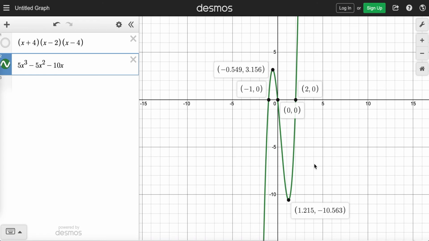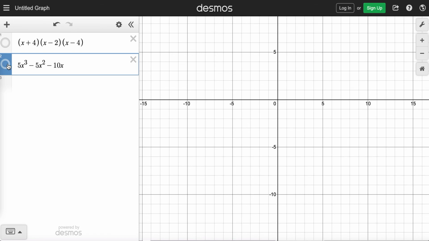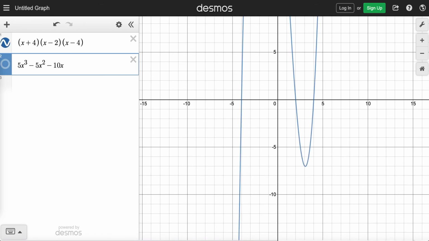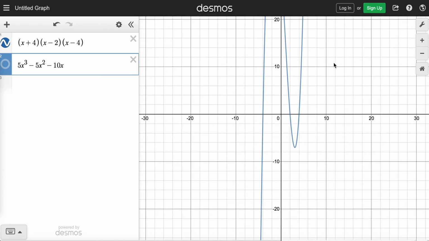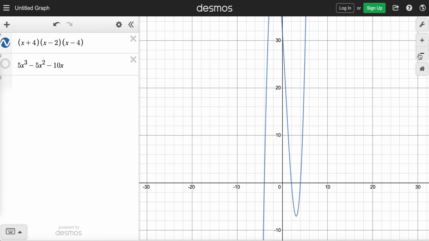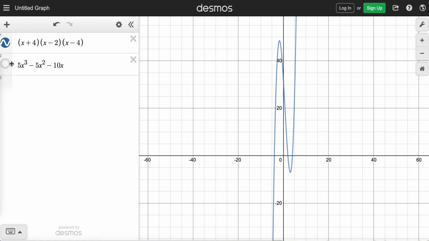So there's quite a few things that you can determine just from plugging an equation into Desmos. And as you can see, you can hide an equation so you don't have to get rid of it right away. And you can even put equations in using factored form. You can put a factored equation in instead of a polynomial equation in standard form.